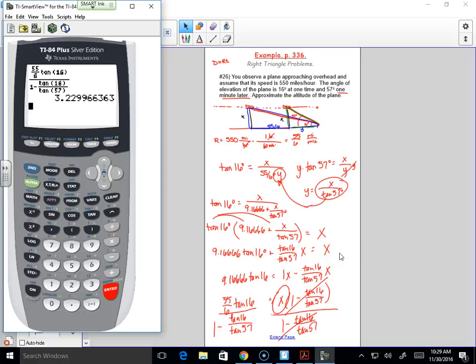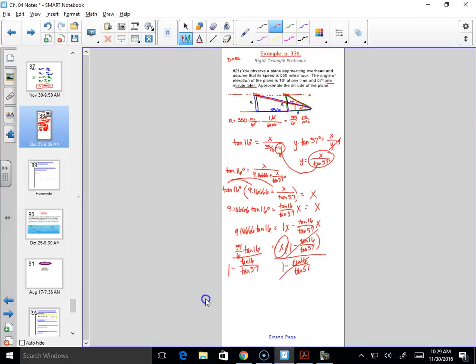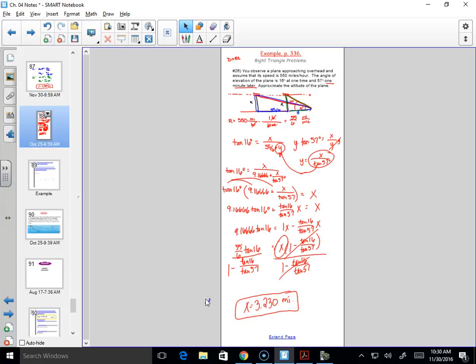All right, kiddos, that's our final answer. We just need to go ahead and write it, 3.229, 3.230, right? Yeah. So round it. Nope, it was 230, right? Yeah. 3.2. Kilometers? Meters? Miles. Oh, yeah. I see what I did.